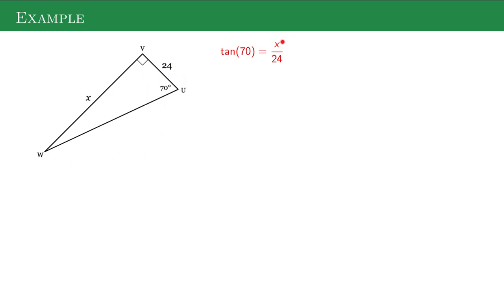I want to get this x by itself, so I need to get rid of this 24. It's on the bottom of a fraction, so I multiply both sides by 24. These are going to cancel out and just give me x. Now I have x by itself, and this is just something I can put in a calculator and get my answer, 65.94.